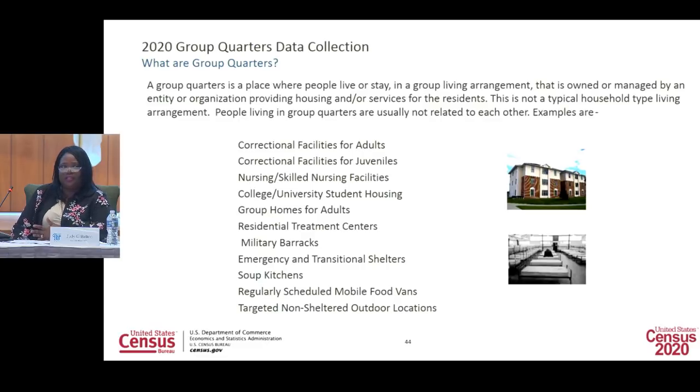and then we also have the service-based locations. Those are the emergency and transitional shelters, soup kitchens, regularly scheduled mobile food vans, and targeted non-shelter outdoor locations, and I like to call them TENSILs.